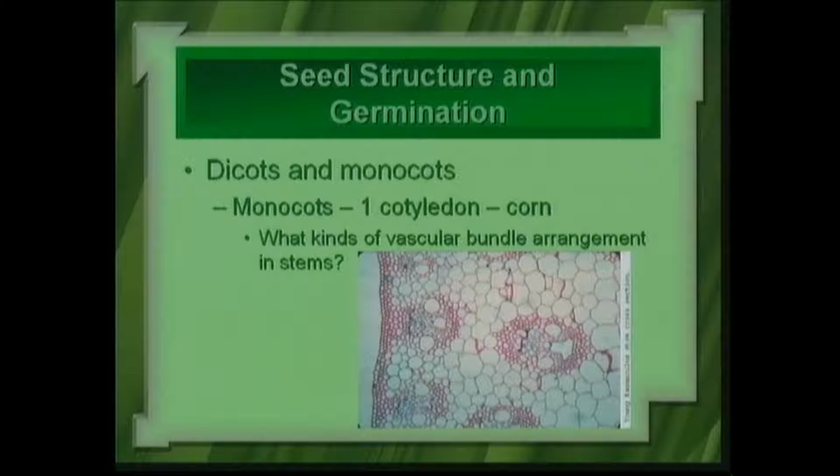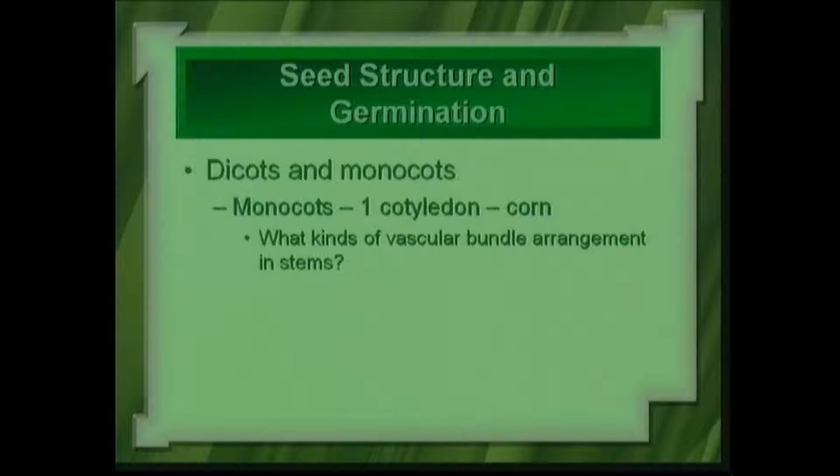Okay, now here we have another cross-section, or a section of a cross-section, of what looks like a monocot. Remember that monocots have scattered vascular bundles, so in the whole area of the cross-section, you'll have vascular bundles all scattered along the whole area of the section. So monocots have scattered vascular bundle arrangements in their stems.